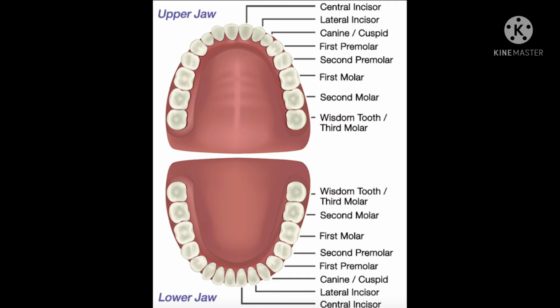By the age of 6 or 7, these teeth start to fall one by one. A new set of teeth takes their place. These are called permanent teeth. There are 32 in number, that means 16 in each jaw, we already discussed about.